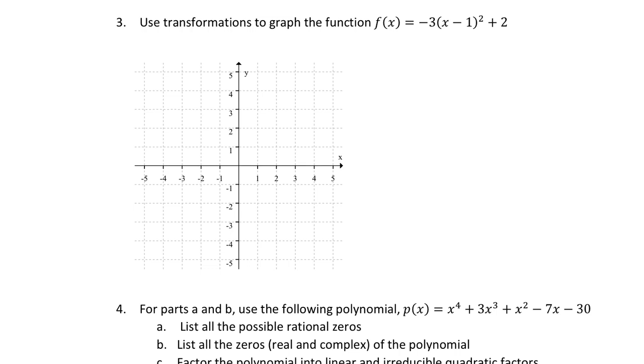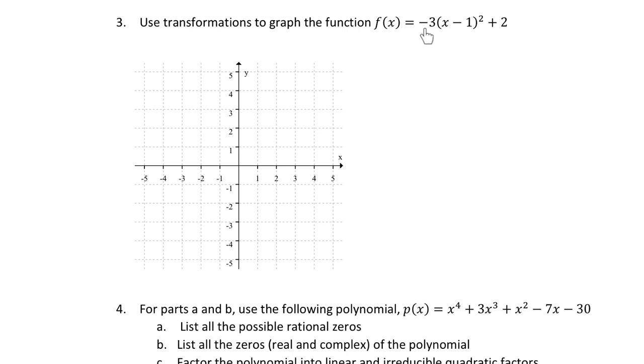Question 3, using transformations. So in this case, what you need to remember are the transformations that occur inside versus outside. These move it left or right. Remember, these move it up or down. This minus sign is going to flip. It's a vertical reflection. And then the 3 is a vertical stretch.